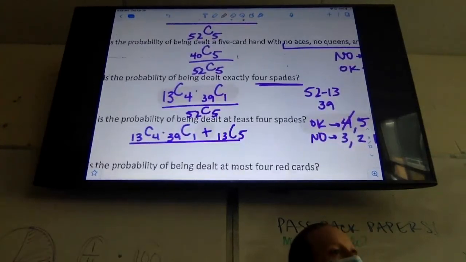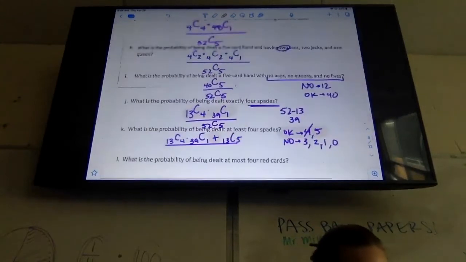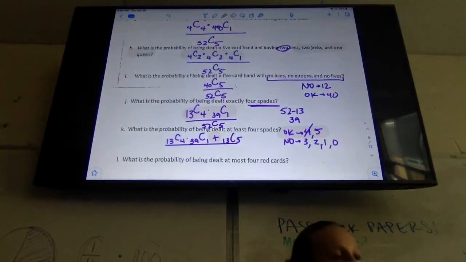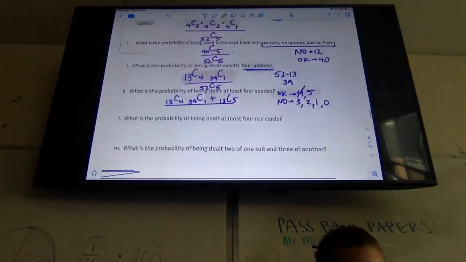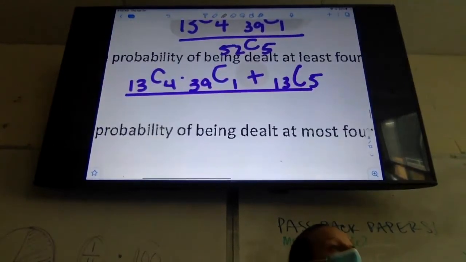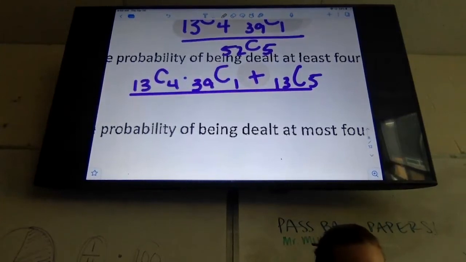Anytime I'm doing all the things for 1 hand, I'm going to multiply them. Like the last couple, when I did 2 10s, 2 jacks, and 1 queen, that was all in 1 hand, so I multiplied it. If I want 4 spades and another card, that's all in 1 hand, so I multiply it. If I had all the aces and another card, that's all in 1 hand, so I multiply it. This time, though, I'm saying I want 4 spades or I want 5 spades. Both of those are okay with me, so I'm going to do a plus in between them. And on the bottom, it's still 52 choose 5.